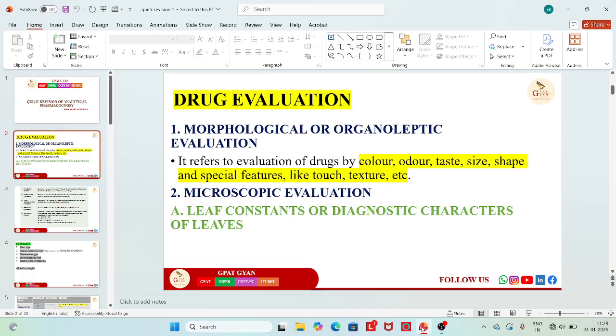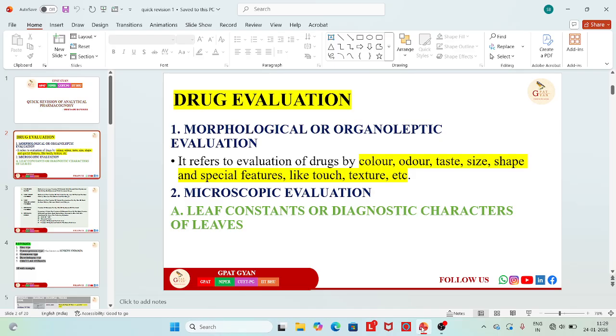Mainly, what does the organoleptic evaluation consist of? Organoleptic evaluation is the evaluation of a drug that is done by organ-related features. Organ-related features means what we can feel with our organs, like the color and odor, which we can feel with our sensory organs. So that is the morphological or organoleptic evaluation.